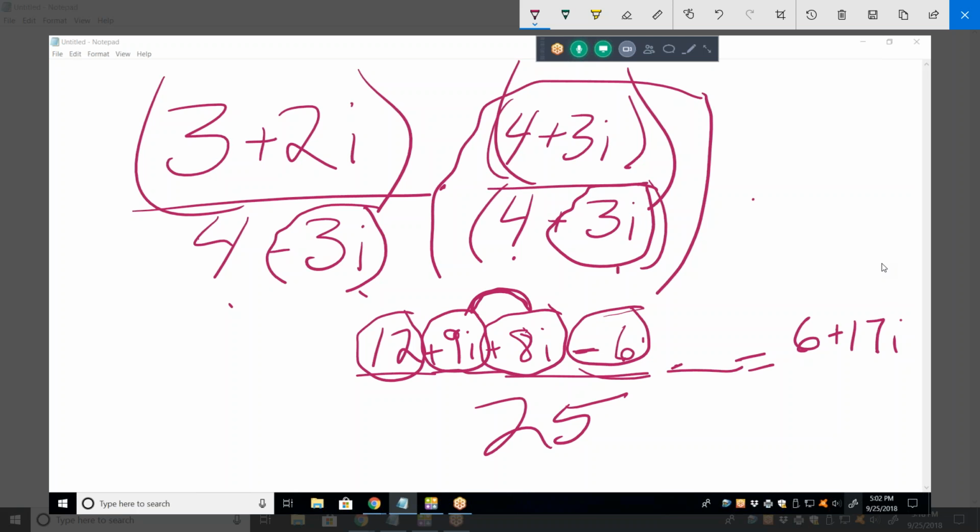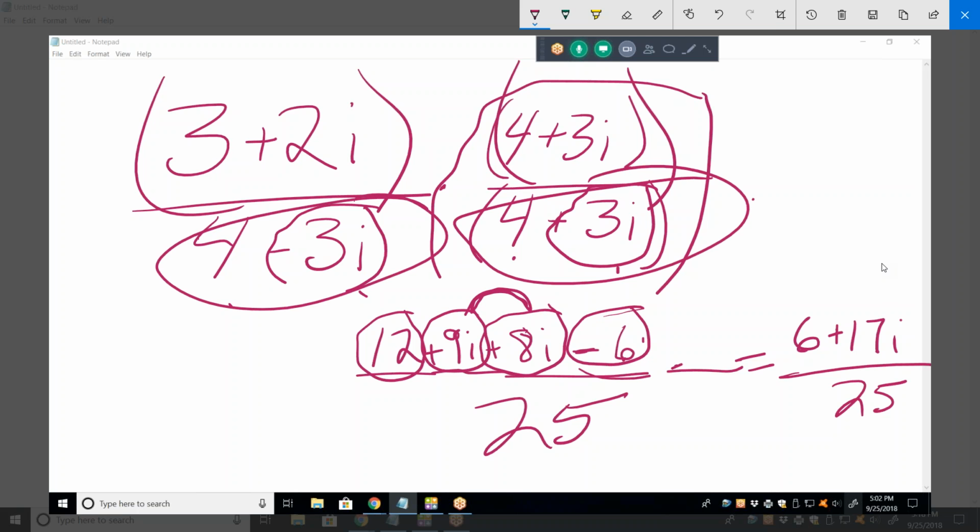multiplication tables. Okay? Now, so we've combined everything, and underneath this is our denominator, which we got when we multiplied this times this. We got 25. And that's a perfectly good answer. It just isn't in the format that they wanted it in. They wanted it in a plus bi format. So I have to split this into two fractions. 6 over 25 plus 17 over 25i.